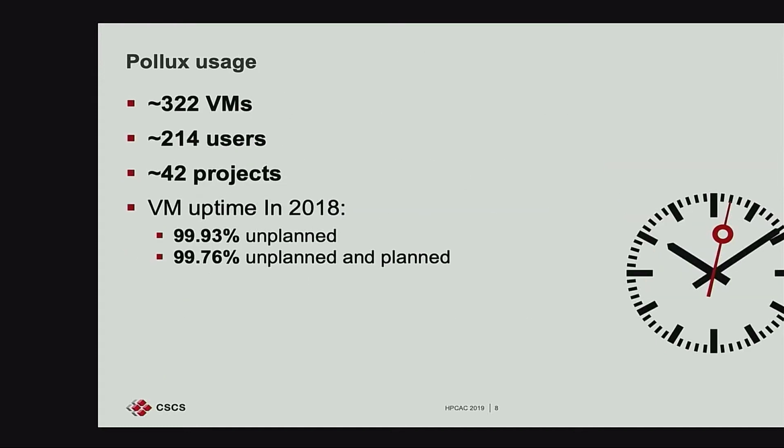So at the moment, this Pollux system has about 200 users and more than 300 VMs and about 42 projects. So it's quite a small system for now. The uptime has been pretty good last year. So we had about 99.93% considering the unplanned breaks and 99.7% including also the planned breaks.